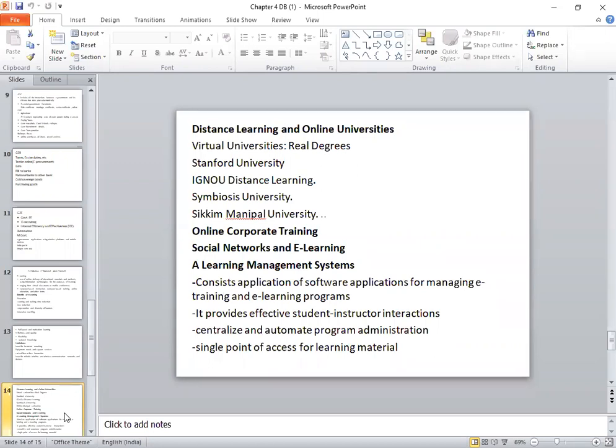So here, as on the website, everything is centralized. Anyone who logs in gets a view of exactly what it is: whose session is going on, who is the instructor, when are the exams, or what is the reading material which is placed, or some assignments. Everything is noted, everything is automated with the help of this software application. So we say that it's a single point of access for learning material.